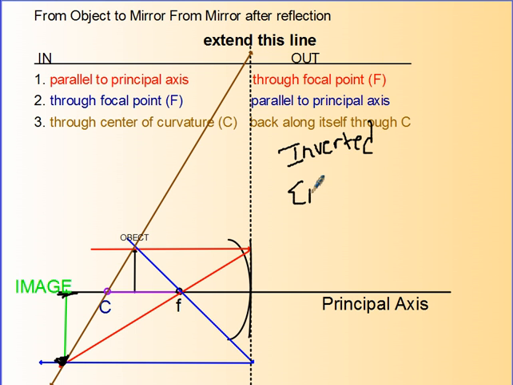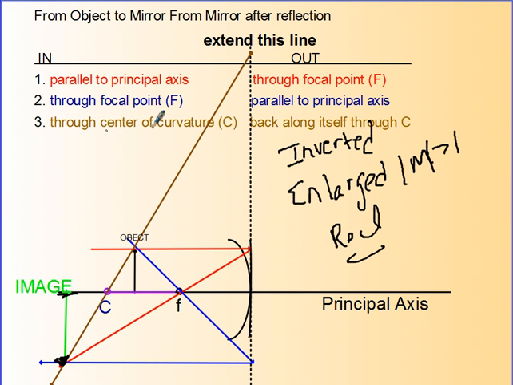It's enlarged because it's bigger than the object, or we might say the absolute value of m is greater than 1. And it's real because the rays really did cross there. We didn't have to do anything funky to get them.